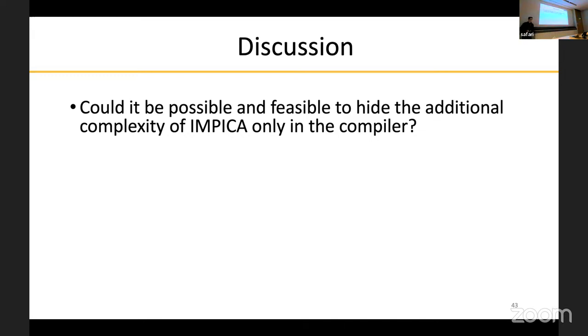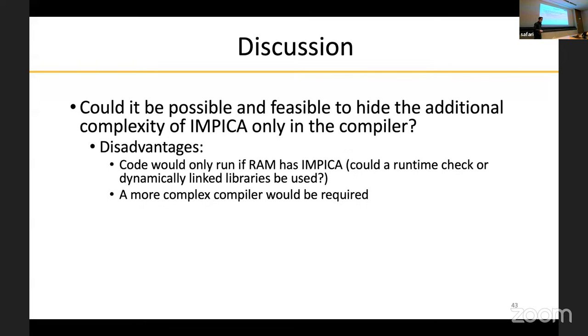So I have a few advantages and disadvantages of this. The disadvantages would be that the code the compiler generates would only run on systems where there's RAM with Impica implemented. So the code would have to perform a check at runtime in order to look up whether there's an Impica in the system. Of course, only if we want to ship the code to other machines. We'll come to the dynamically linked libraries later. And of course, a more complex compiler would be needed.